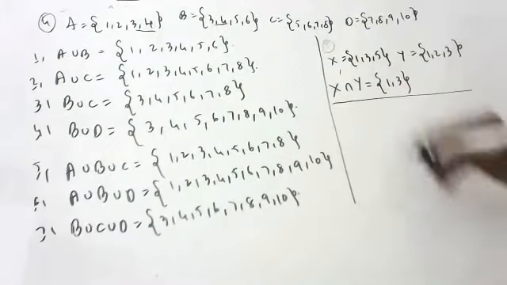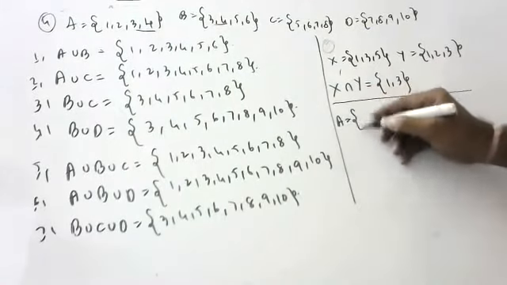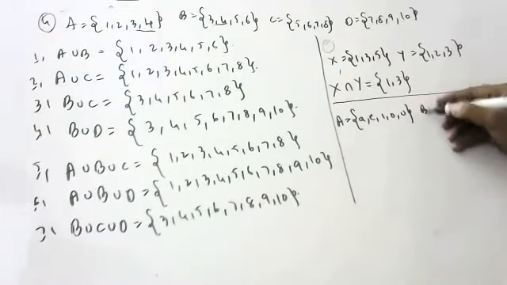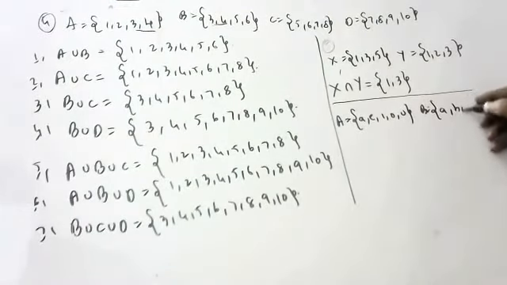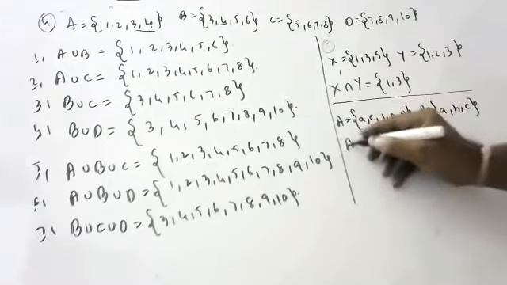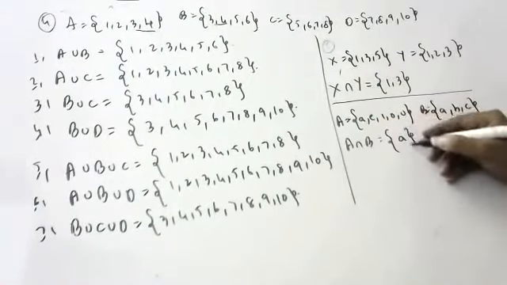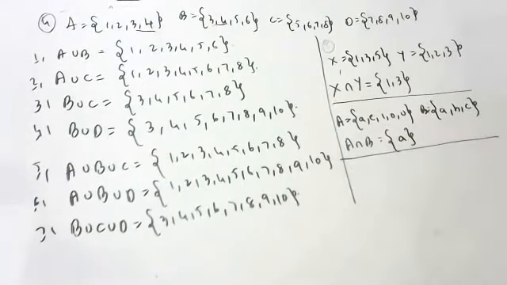Next, children, they said A is equal to {A, E, I, O, U}, and B is equal to {A, B, C}. They said, what is A intersection B? A. Only A is there, children. Only A is there.